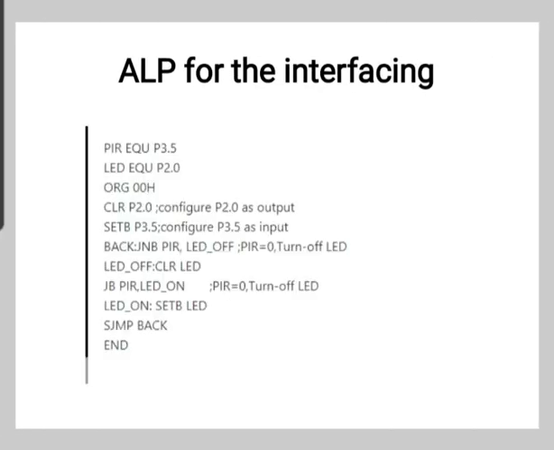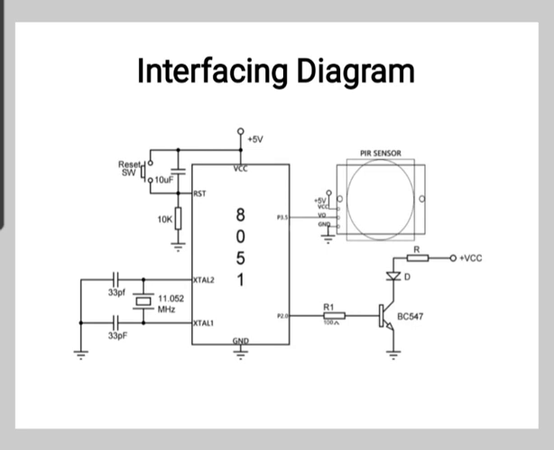And the program for interfacing is given. So this circuit will read the status of the output of the PIR sensor and switch on the LED when motion is detected, and switch off the LED when no motion is detected.